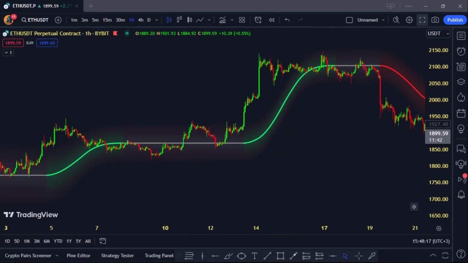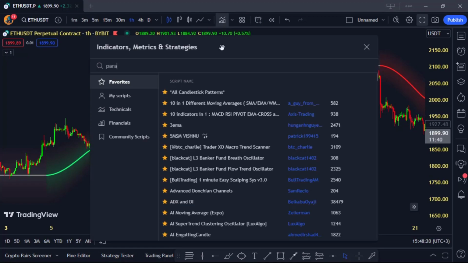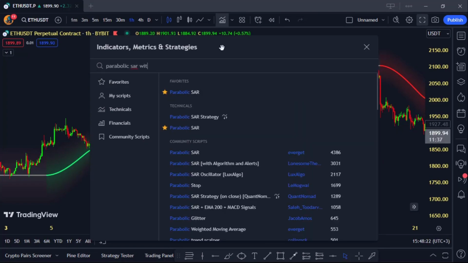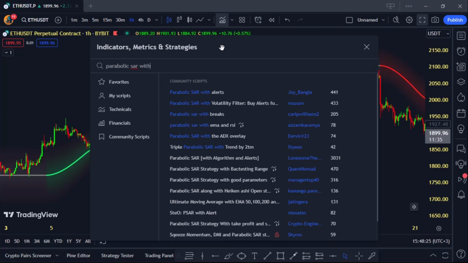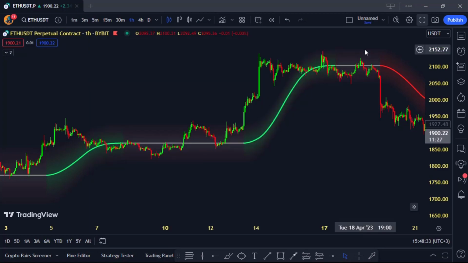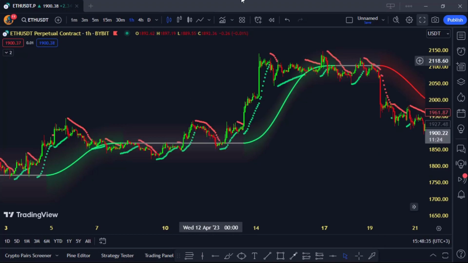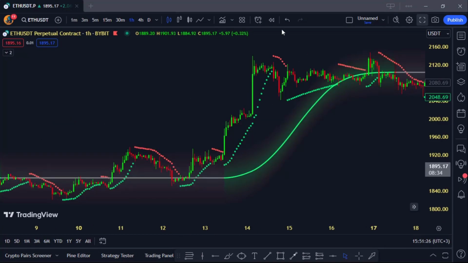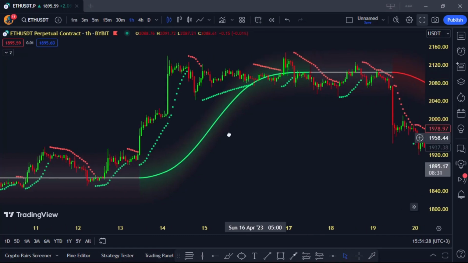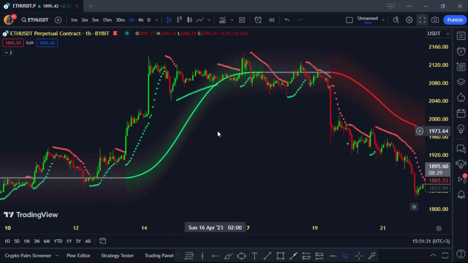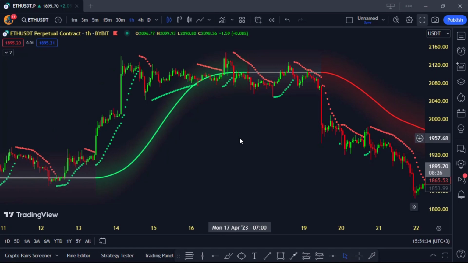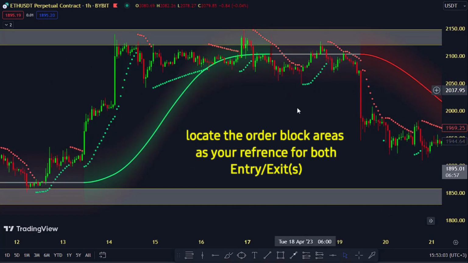To make our strategy even more powerful, let's add a couple more indicators. Open the indicators again, search for Parabolic SAR with algorithm and alerts by Lonesome Blue. This easy-to-read indicator gives buy and sell signals based on market volatility. And when combined with our magic moving average, it cancels out most fake signals. Remember, buy in an uptrend, sell in a downtrend, and avoid signals during your range market. Combining indicators with advanced price action techniques can really up your game.